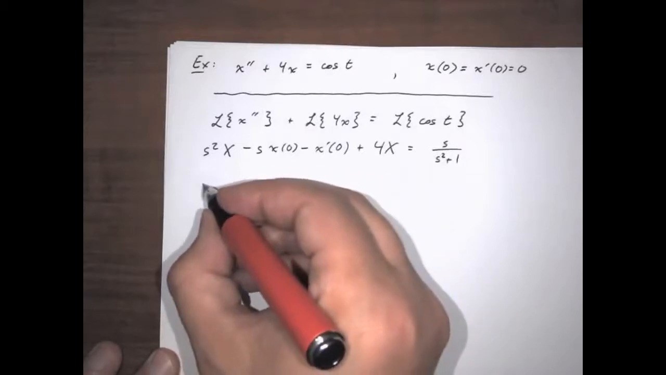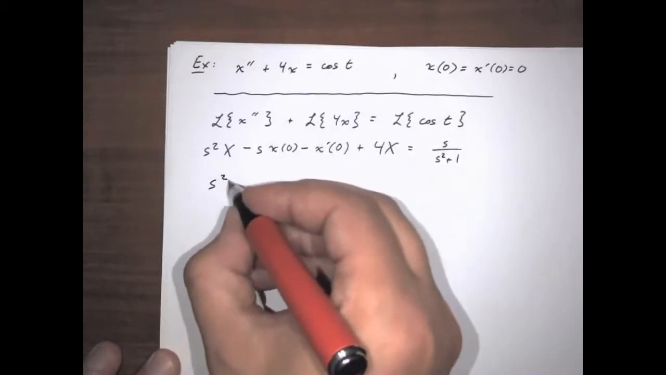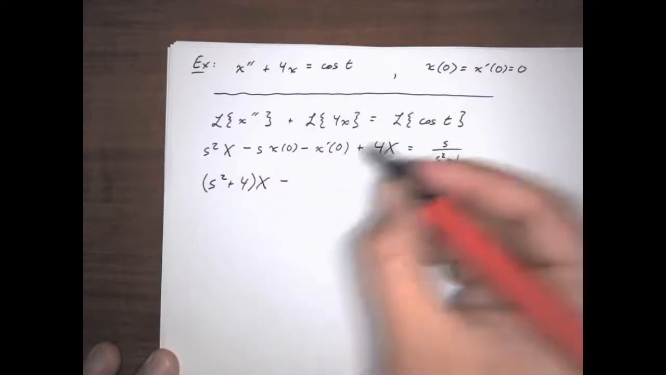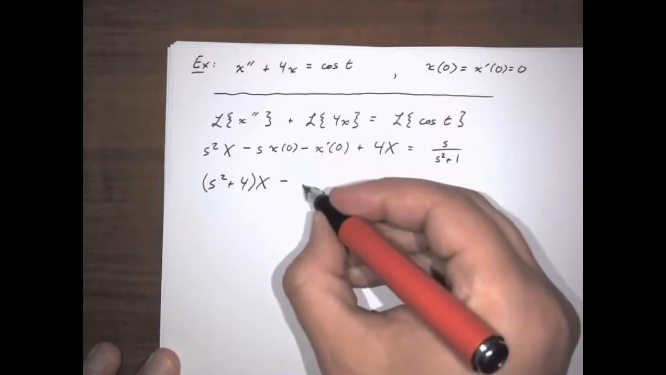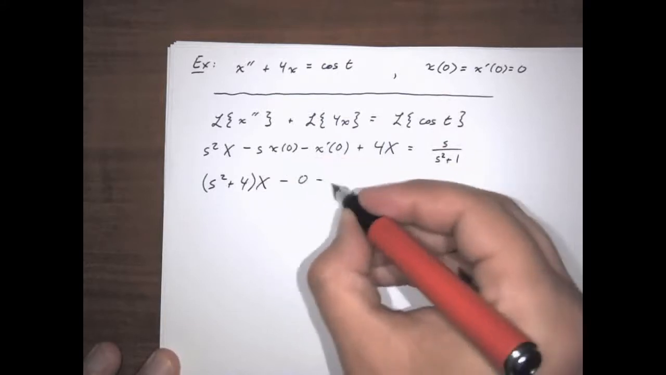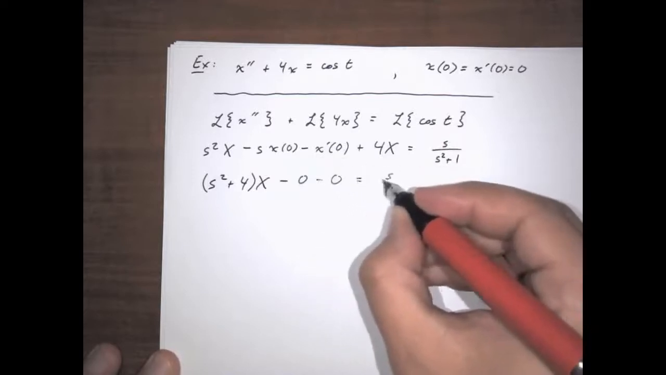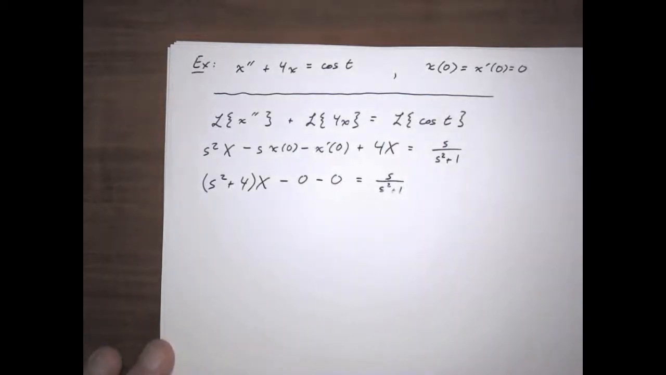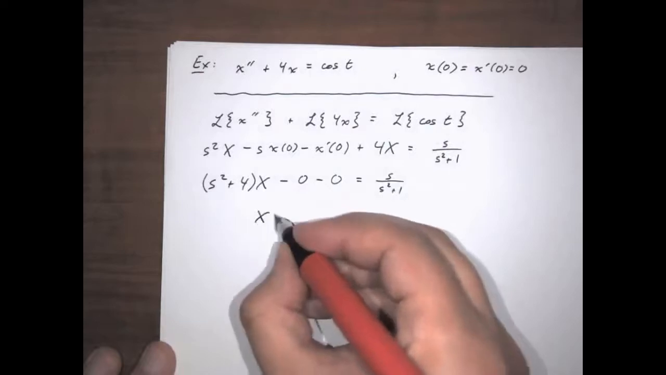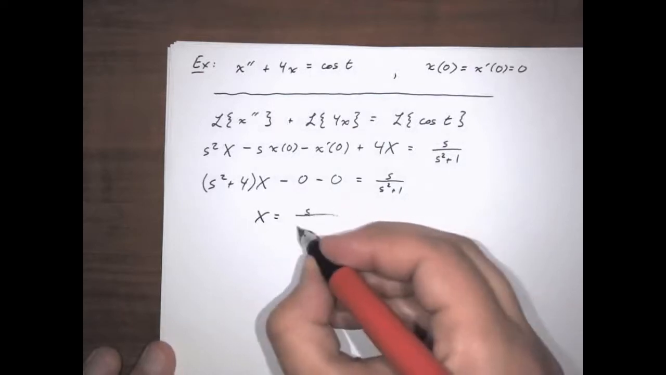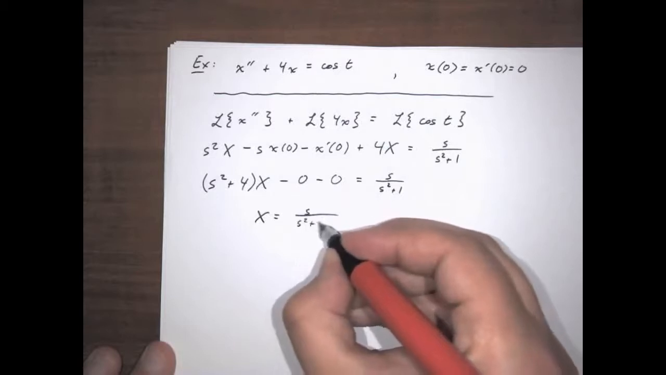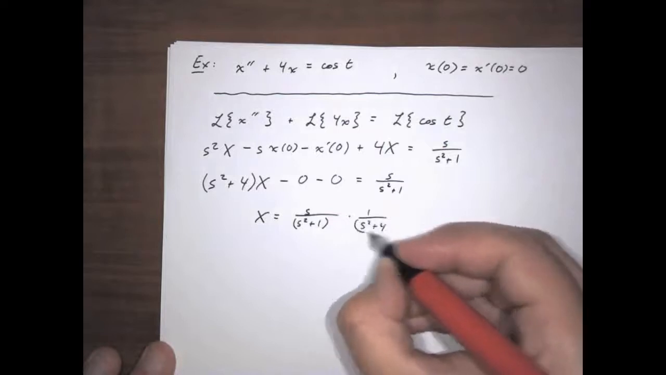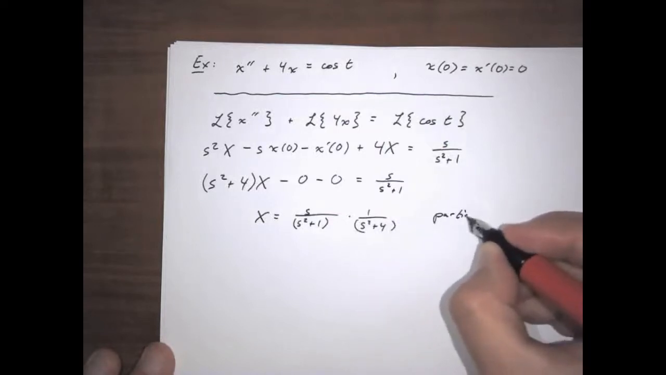Then over here, if I bring all the x pieces together, s squared plus 4 times x minus 0 times s minus 0 is equal to s over s squared plus 1. So that means that x is just going to equal s over s squared plus 1 times 1 over s squared plus 4. And again here we need partial fractions decomposition.